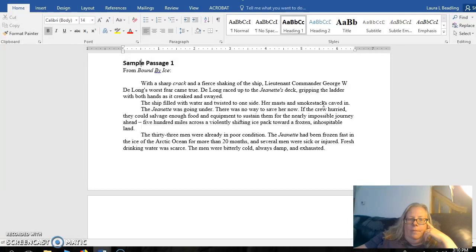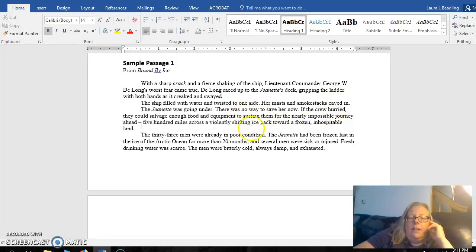that information. Notice how much sensory writing is going on here. We hear auditory details and examples, like with the sharp crack. We also have these details about what it feels like with a fierce shaking of the ship. And so we've got some strong sensory writing. We've got some nice strong words, right, like twisted and caved in. So rather than just falling, her smokestacks caved in, right?